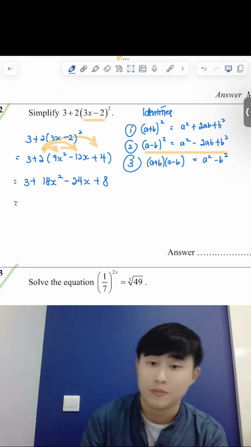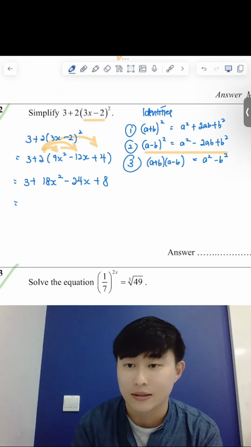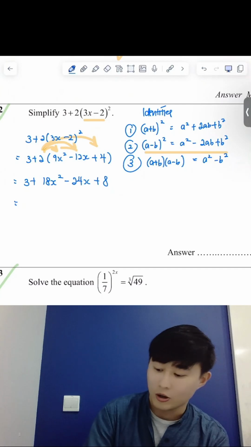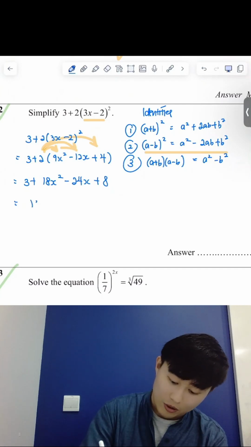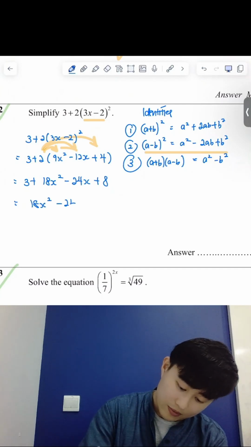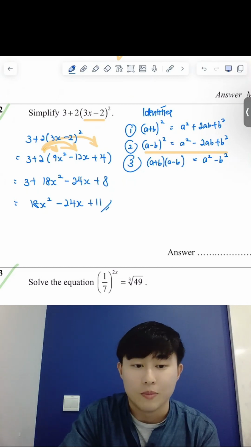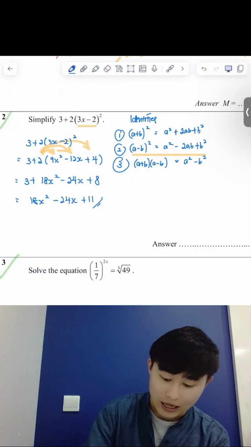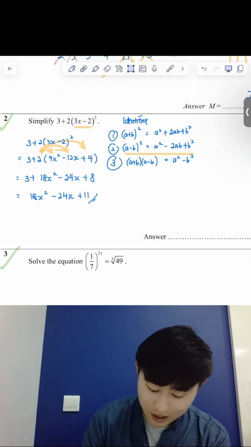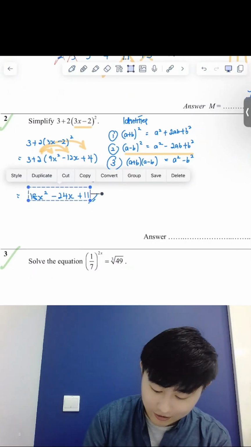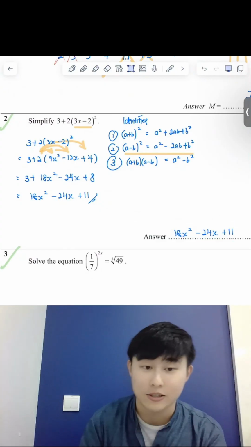And then I'm going to basically simplify whatever that is the like terms. Like terms, basically your 3 and your 8. So I'm going to rearrange it to get this. This will be my final answer. And of course, I need to write it down. I'm low key a bit lazy, but it's okay, I'll just write it down. Keep this. This is my answer.